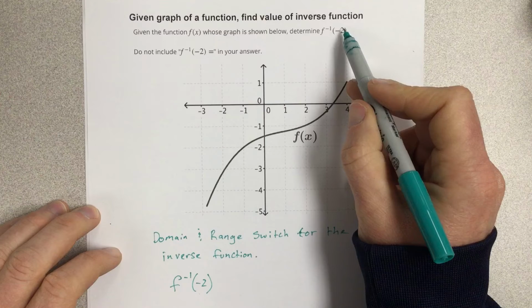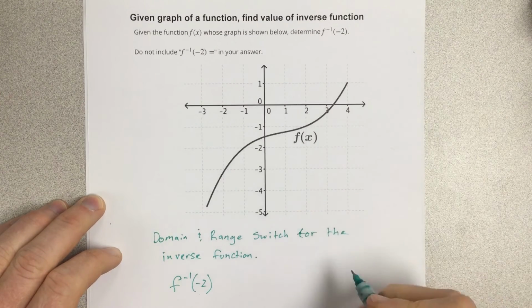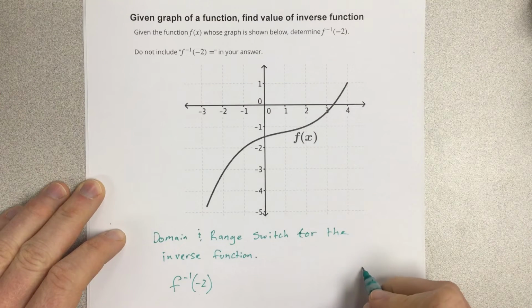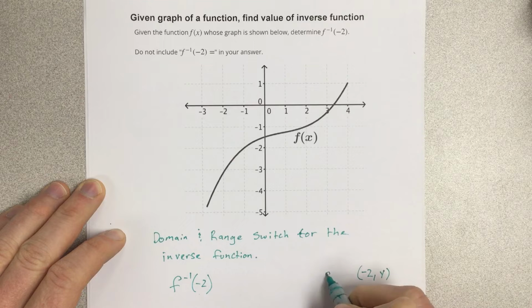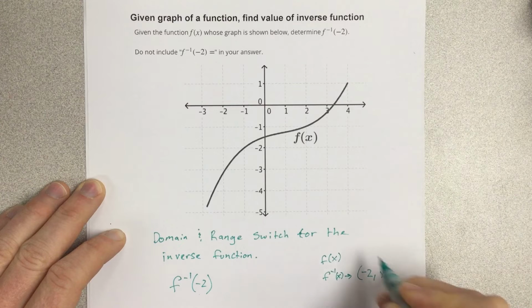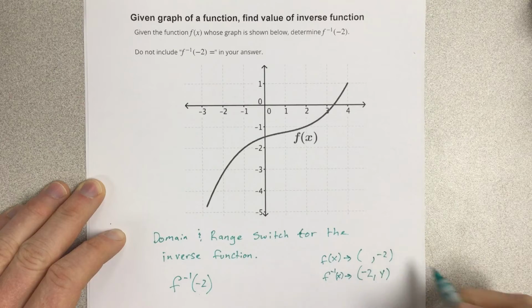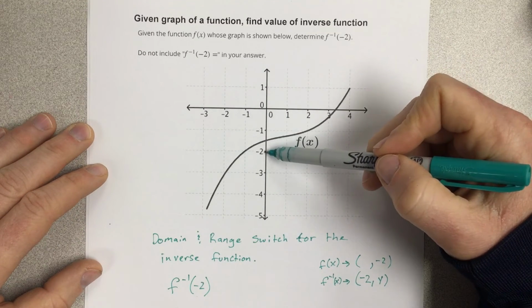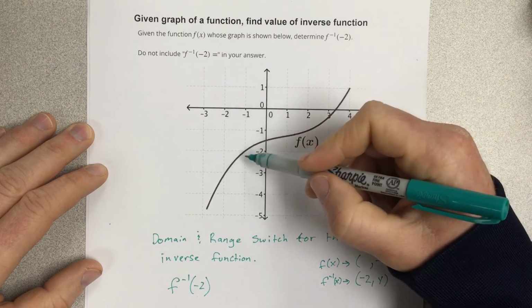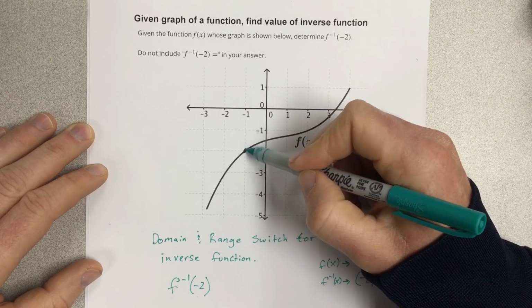So f inverse of -2, if you imagine the coordinate for that, that'd be -2 comma some y value, right? Well, this is for f inverse. So the original function, if we know they switch, would have had an output of -2. So let's go on this function to a y value of -2 and scroll over until we hit the function, and we hit that original function right here.